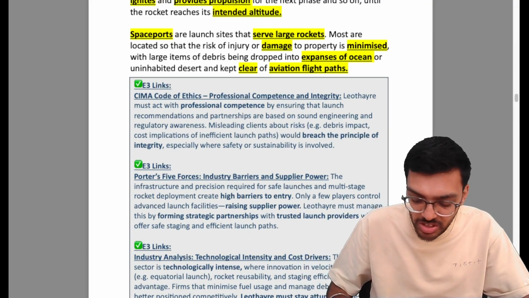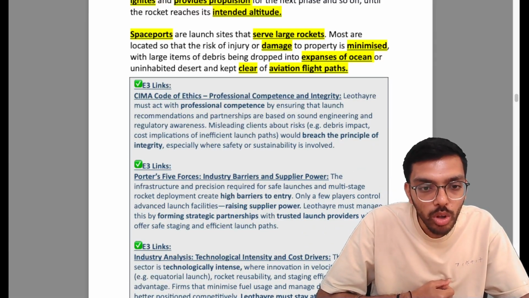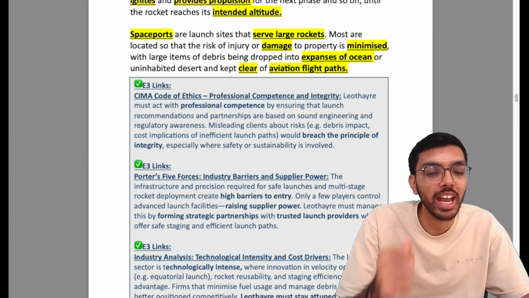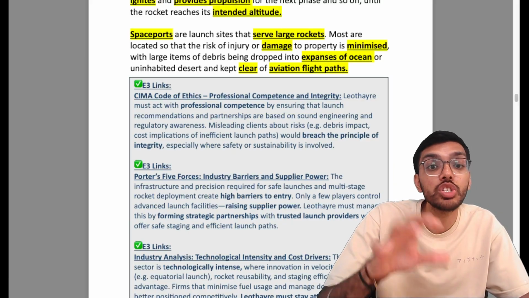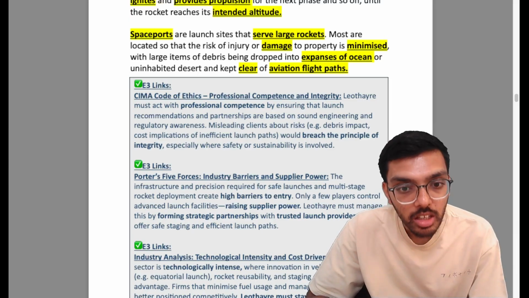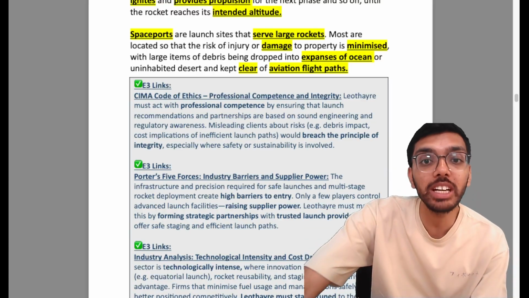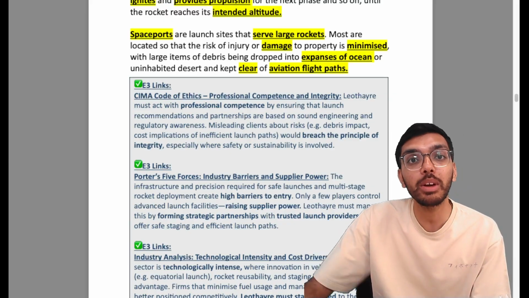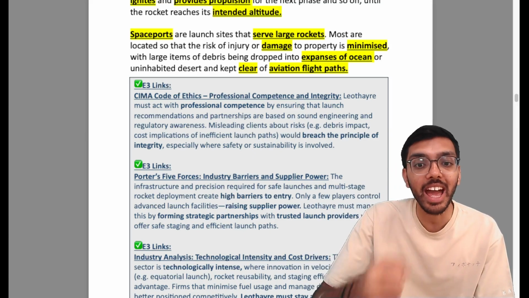Now, in this industry, do you think it's easy to just make a satellite, make a rocket, and launch it? No. This industry inherently has high barriers to entry. Only a few players control advanced launch facilities. So the supplier power will be high. Nobody can make a launch facility overnight. Nobody can make a satellite overnight. So the barrier to entry in this market is in any case high. Now for launch facilities, supplier power is also high, because launching a rocket is not easy, launching a satellite is not easy, so the supplier has power.